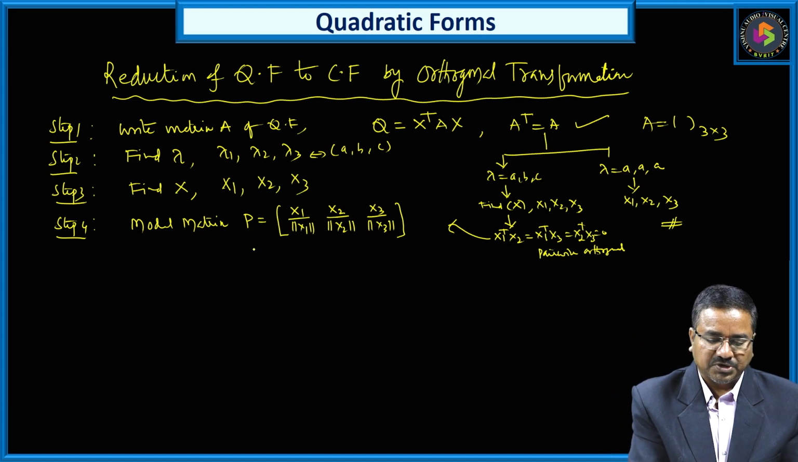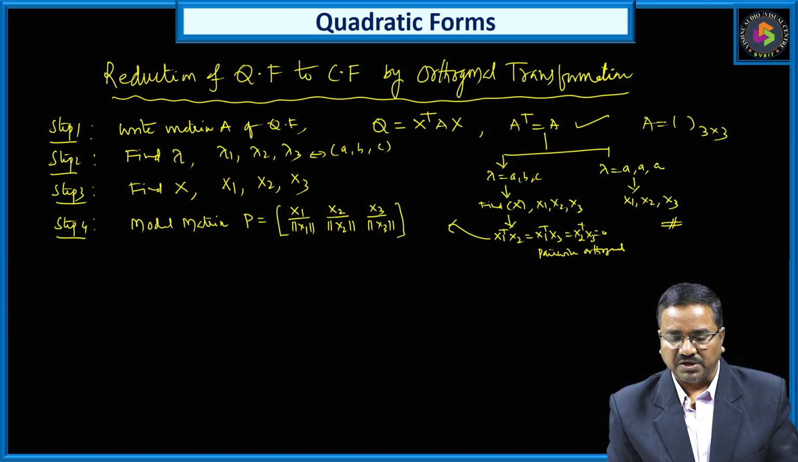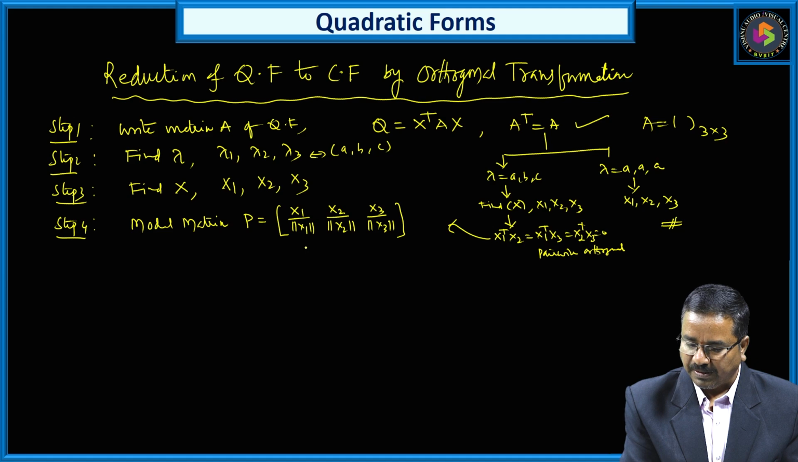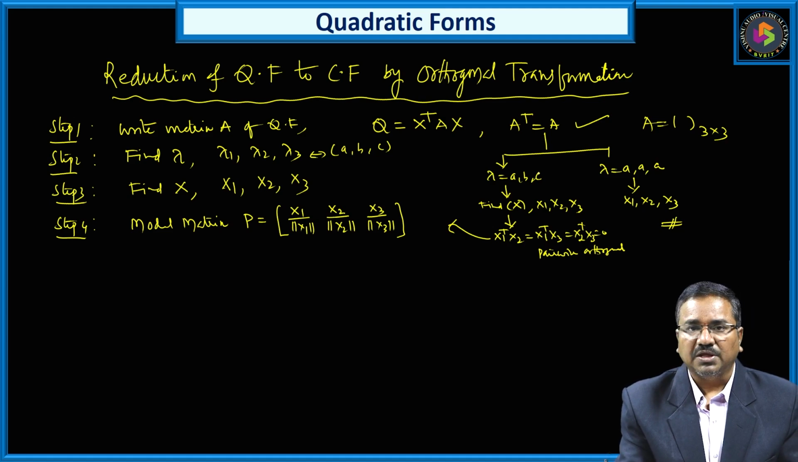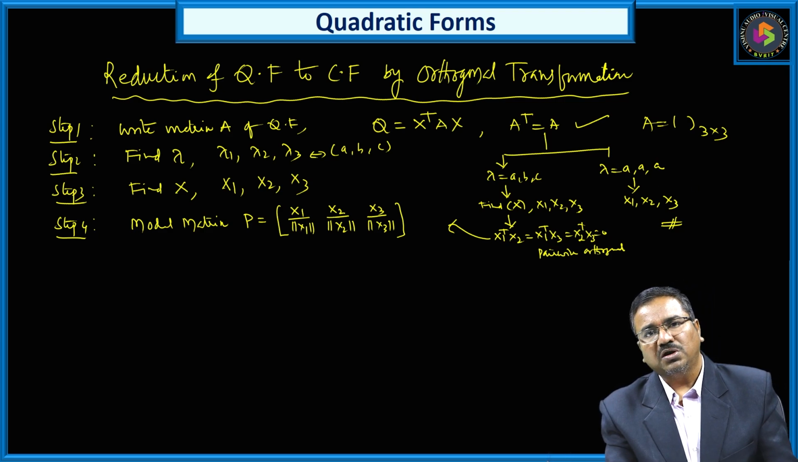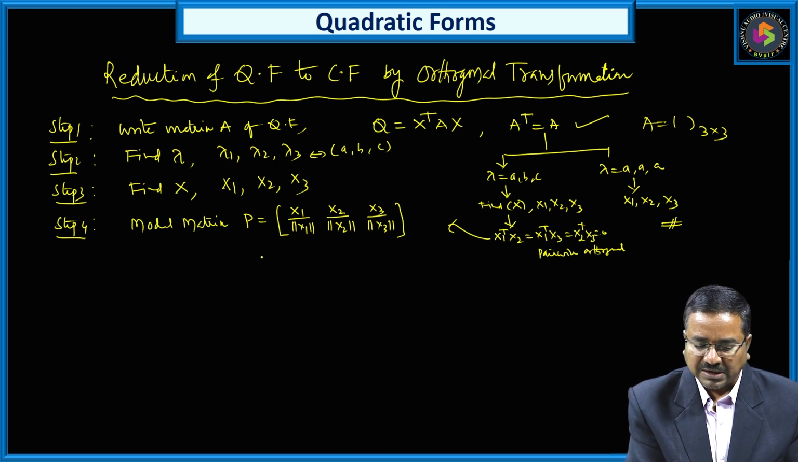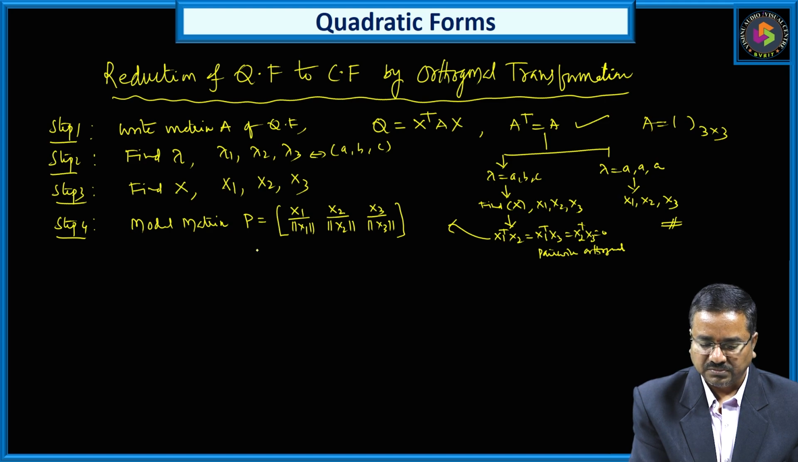So step 4 is to construct the model matrix, but make sure that they are pairwise orthogonal first. After verifying pairwise orthogonality, you construct the model matrix P. In the distinct case it happens automatically, but in the repeated case it does not; we'll see how to fix that in the problem. Now, if A is a symmetric matrix, this model matrix will compulsorily be orthogonal. Since P is orthogonal, P inverse is equal to P transpose.